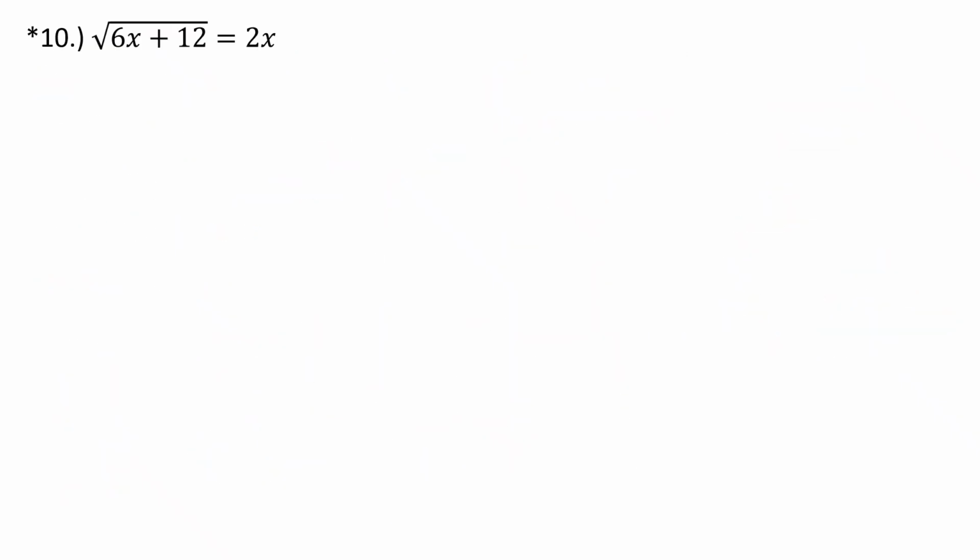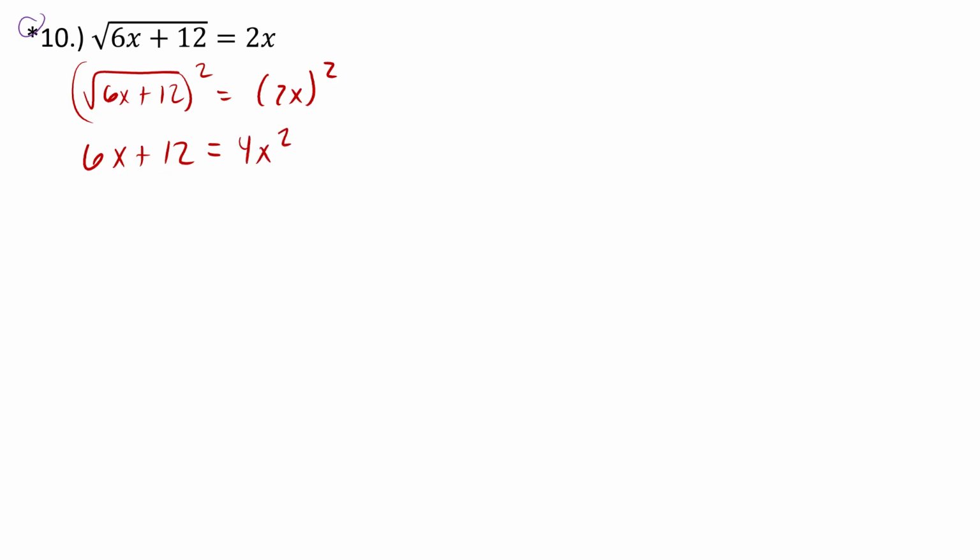All right, last one, because this video is getting really long. This one has a little asterisk. This is also one that requires the use of the quadratic formula. So we're going to start off by undoing that square root by squaring both sides. And again, we want to remember to square everything on both sides. So on the left, I get 6x plus 12. On the right, that's 2x times 2x, or 4x squared.